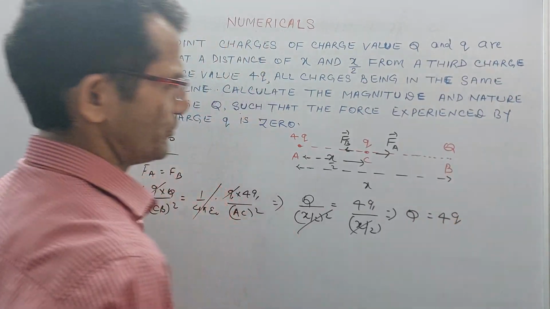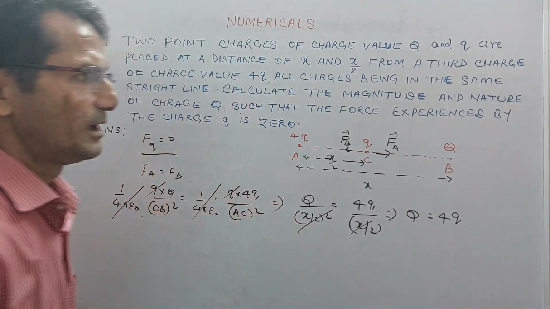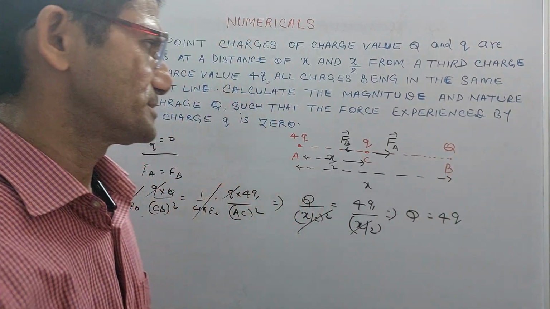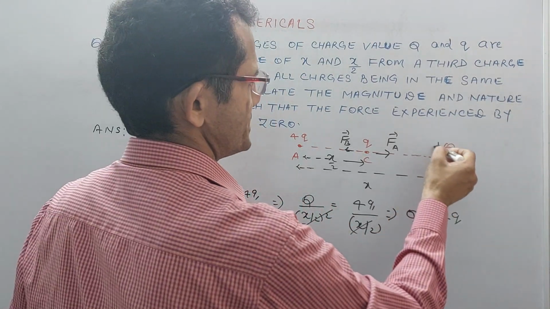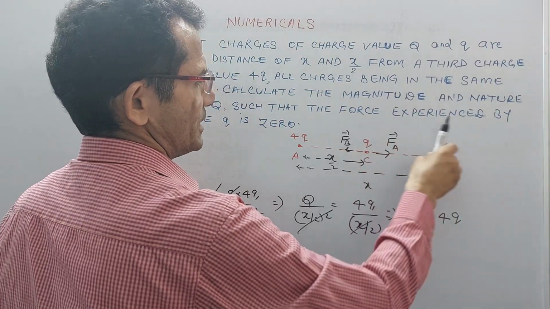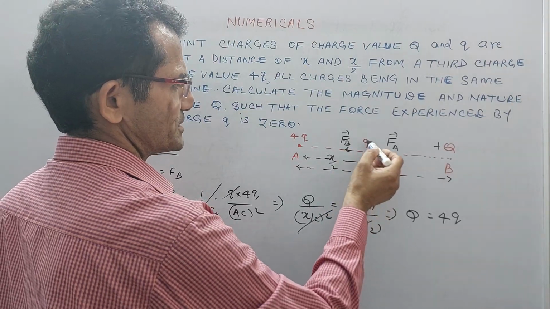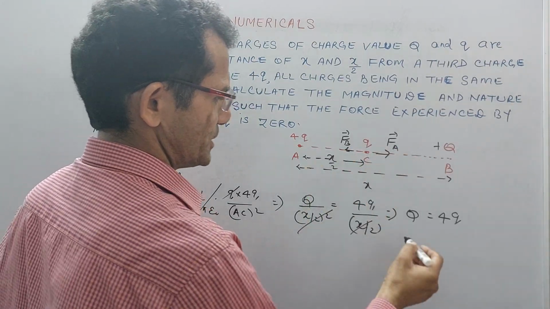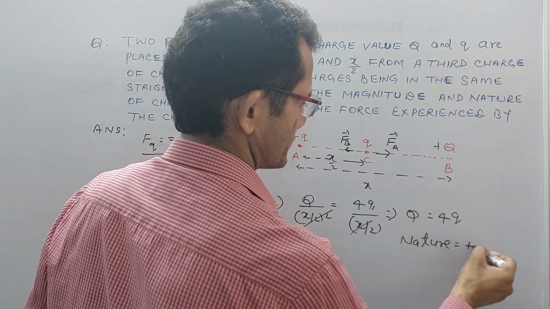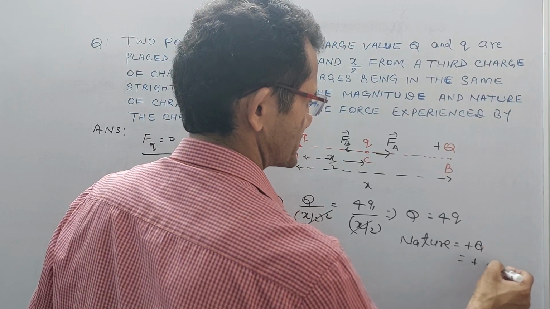Q should have the value 4Q, and also its nature. This is the magnitude of capital Q, and the nature of the charge Q should be positive, because only if it is positive can it apply a repulsive force on the charge q acting leftwards. So here its nature will be a positive charge, positive Q, which comes out as plus 4Q.